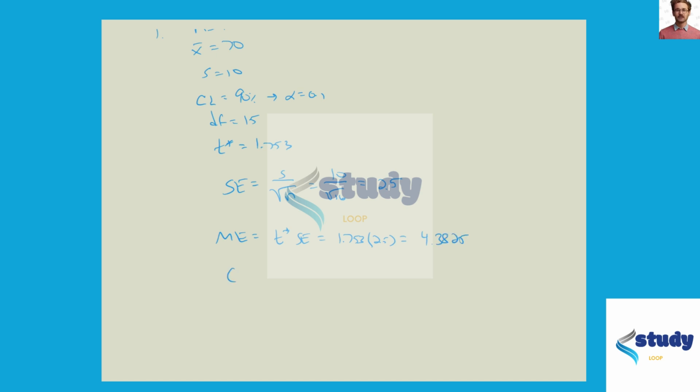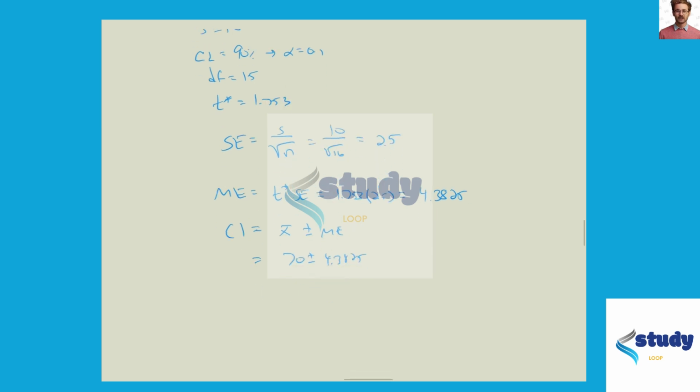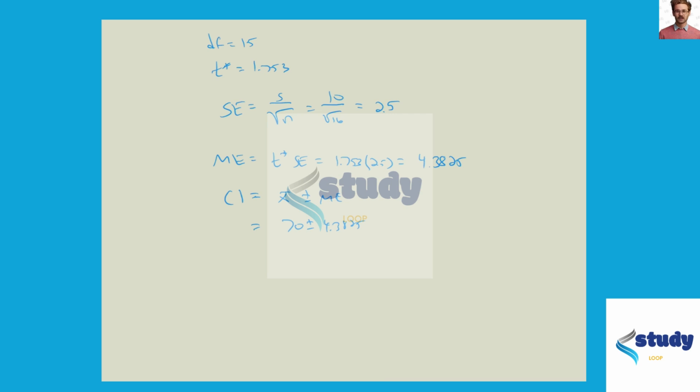So our confidence interval is going to be the sample mean plus or minus the margin of error. So the sample mean was 70 plus or minus 4.3825. It doesn't say what to round to, so I'll go ahead and just keep it to 4 decimal places. So the lower bound is going to be subtracting 70 minus 4.3825, which is going to be 65.6175, and our upper bound is going to be adding to get 74.3825.